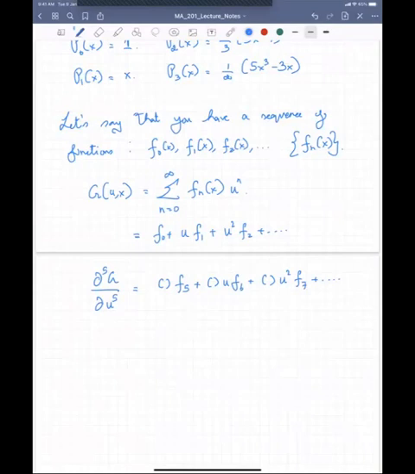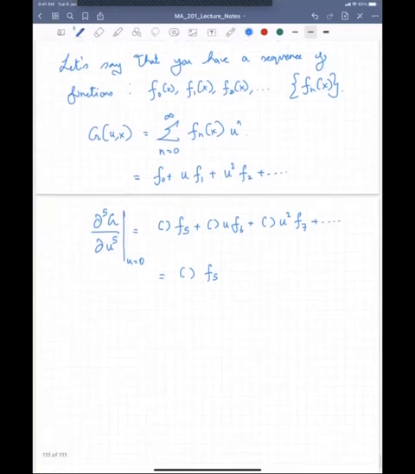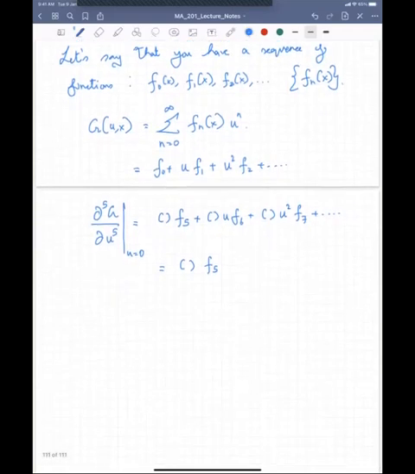And now I set u to be equal to 0 because u has done the job for me. If I set u to be equal to 0, notice that every power of u basically drops out of this equation, and the only thing that remains is some constant times f5. Okay, so if I know a compact way of summing this series, and if a compact form for G exists, and if you tell me that I need to extract f5, I will simply differentiate this function 5 times and set u to be equal to 0, and I will extract f5.